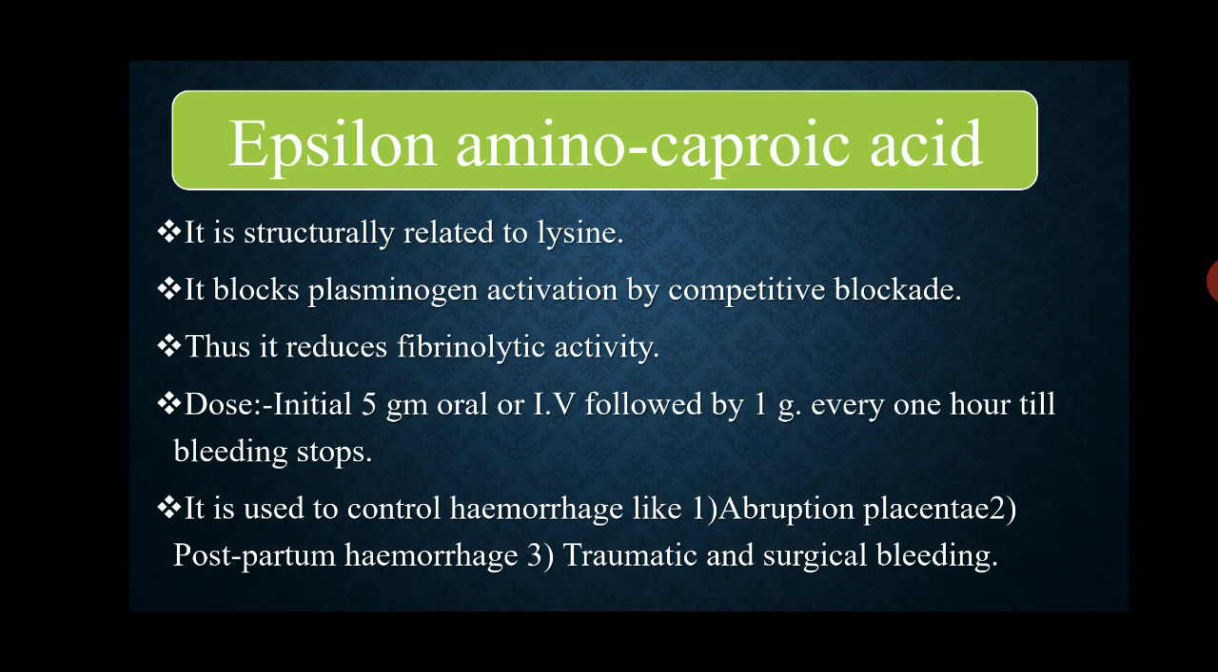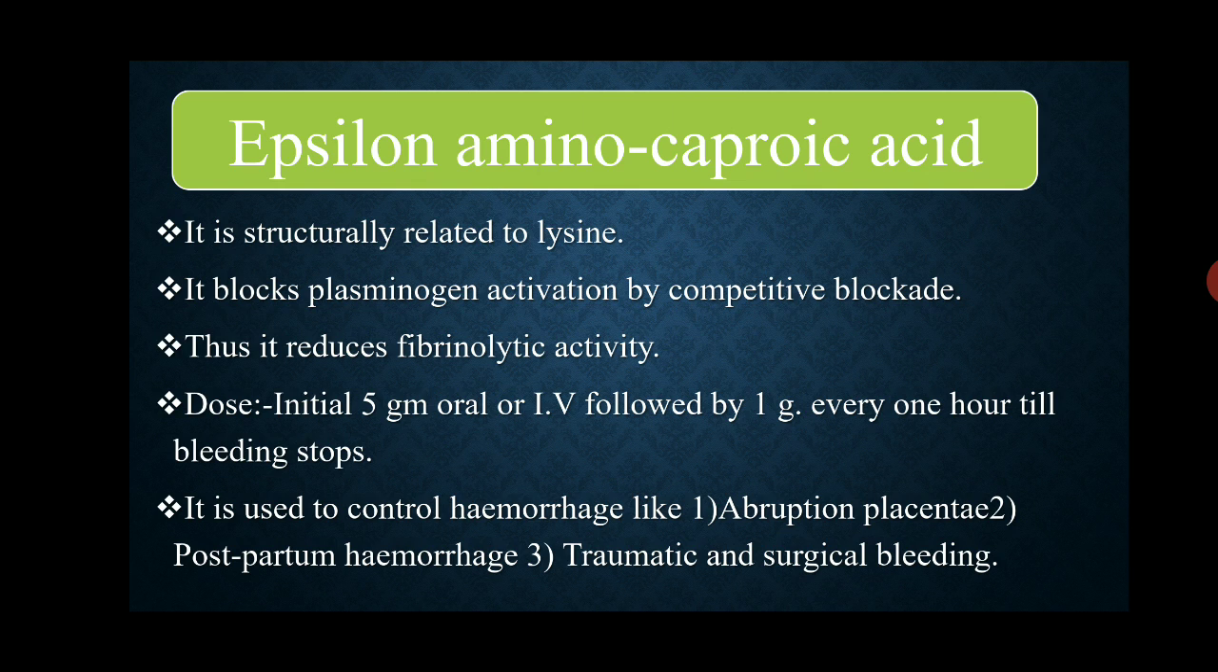That means when the activation of plasminogen is stopped, it automatically reduces the fibrinolytic activity. Dose of epsilon amino caproic acid is initially 5 gram orally or IV, followed by 1 gram every 1 hour till bleeding stops. Until bleeding stops, the drug is given, starting with 5 gram orally or IV, then 1 gram every 1 hour.